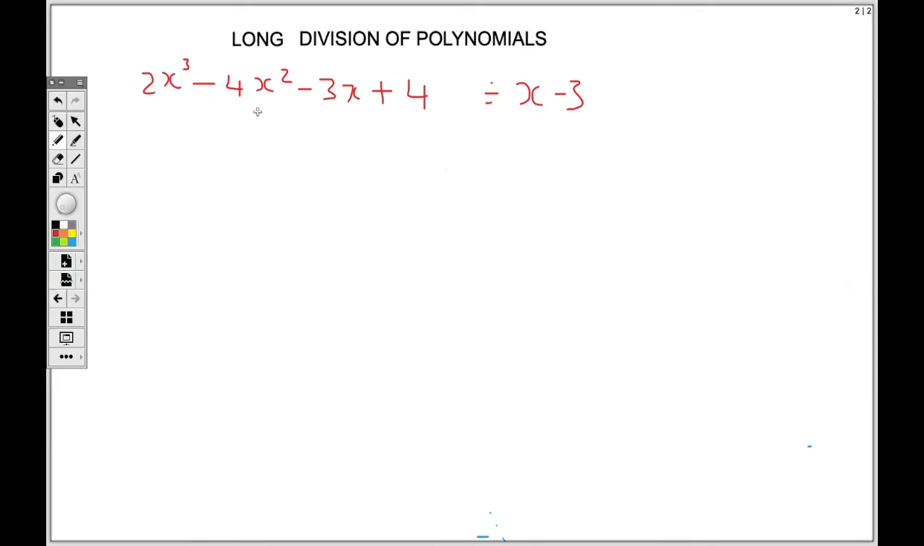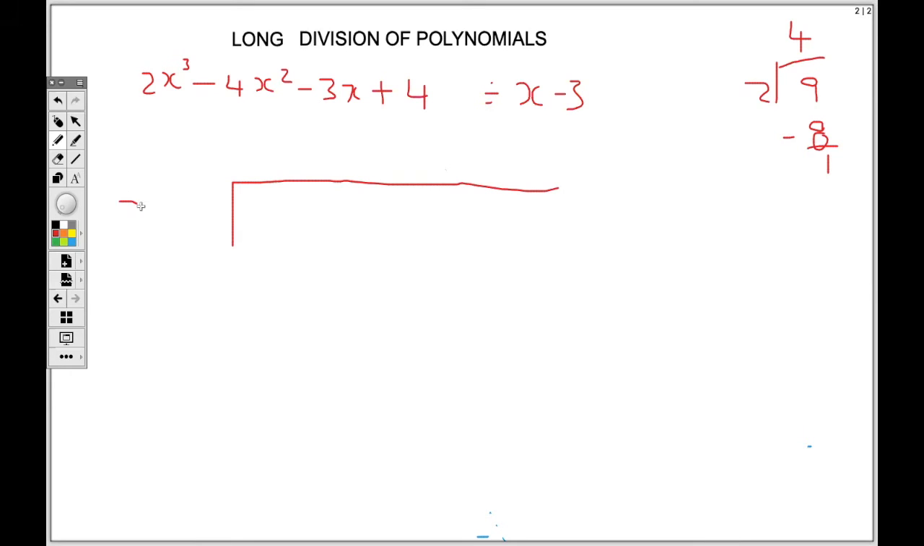So look at this polynomial: 2x cubed minus 4x squared minus 3x plus 4 divided by x minus 3. Just to remind you with numbers, if I'm dividing 9 by 2, I say 2 into 9 goes 4 times. Then we say 4 times 2 gives me 8. Then we subtract to get the remainder 1. So we'll be doing the same thing.